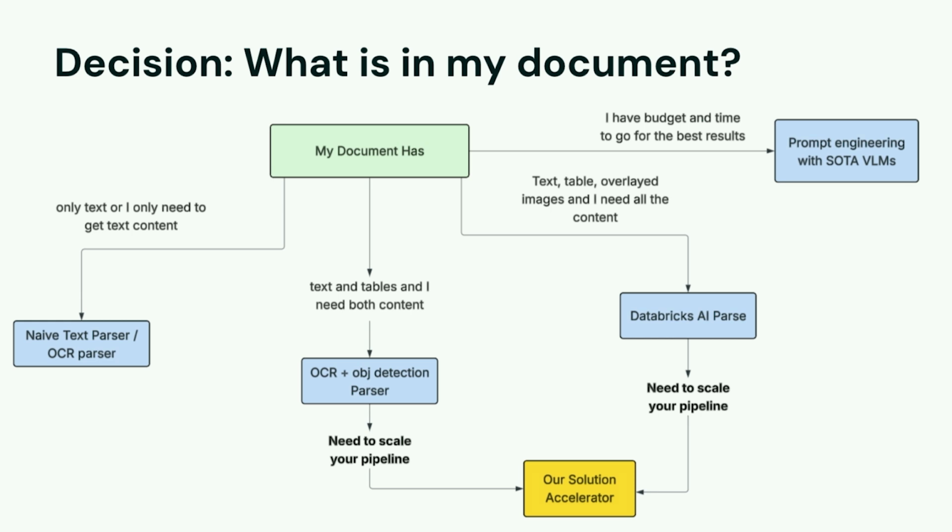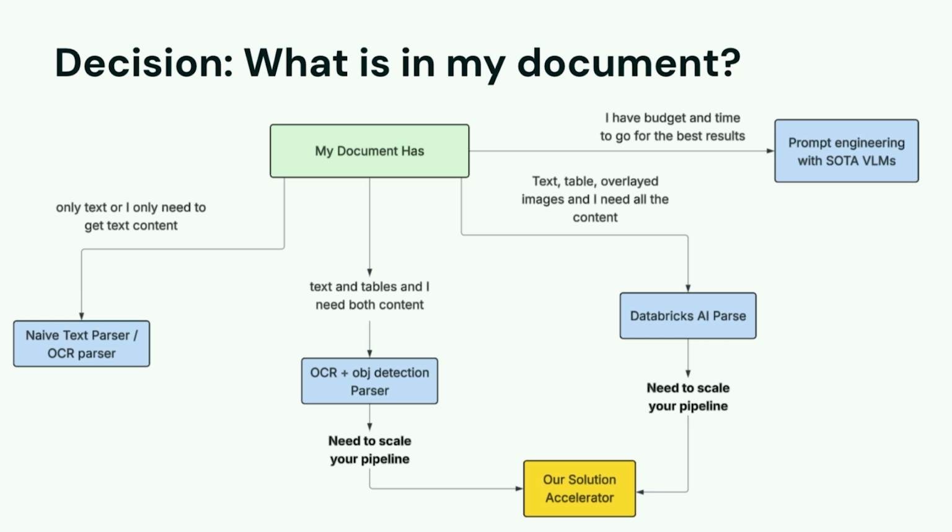Then the third branch, if you need more than that, you want everything from the document. You want a table, you want text, you also want an image. Then you need something more powerful. So there are multiple solutions. Databricks AI Parse is one of them.